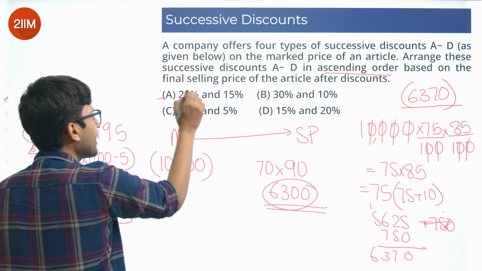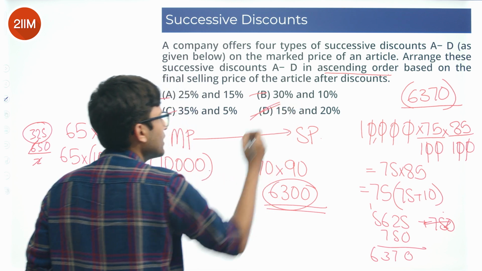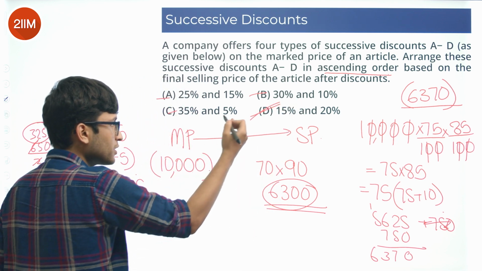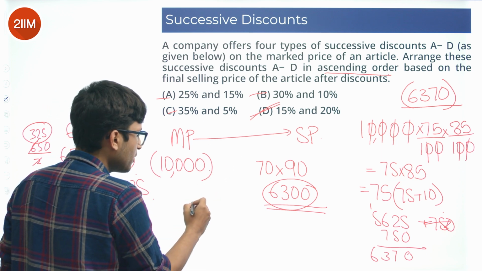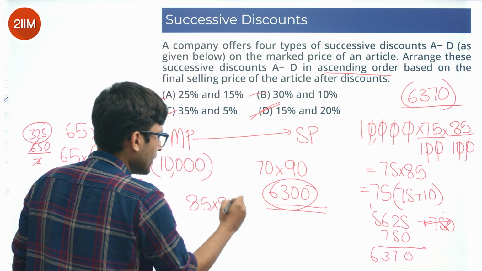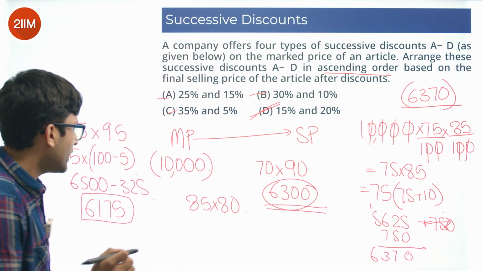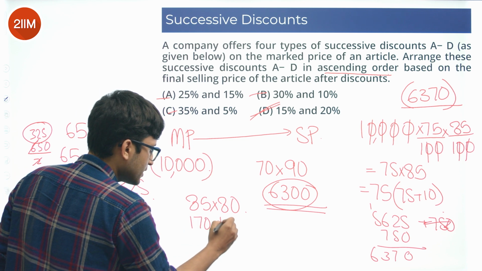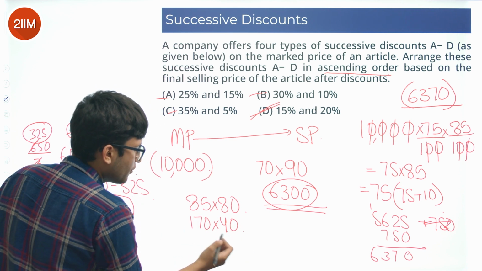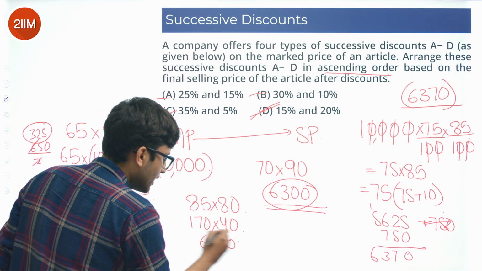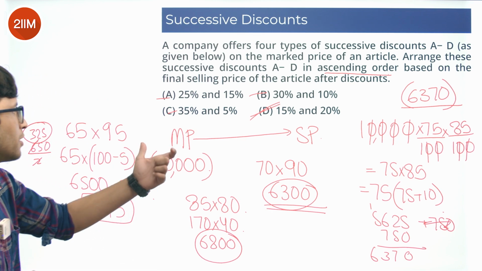So I got A, I got B, I got C. Let's find out D, the final one, in which there is 15% and 20%. So first of all 15%, that will be 85, and into 20%, which would be 80. Okay, so this I need to calculate. This is equal to 170 into 40, which is 6800. Yeah, these are my 4 values. I got all my 4 values.